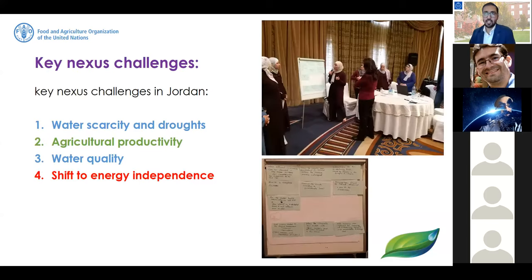The Nexus challenges that have been identified and prioritized in Jordan, again, water scarcity and drought was at the top of the list, then agricultural productivity, water quality, and the shift to energy independence. As my colleague Annette mentioned, we are still developing the analysis, and this is work in progress. And in the coming session, we will talk more about the other activities related to the modeling exercise and the solutions part of the analysis.